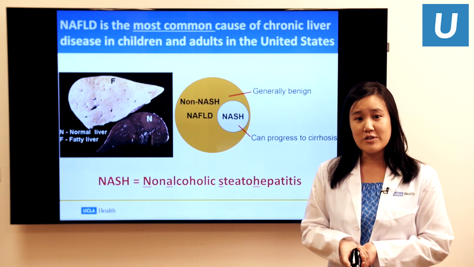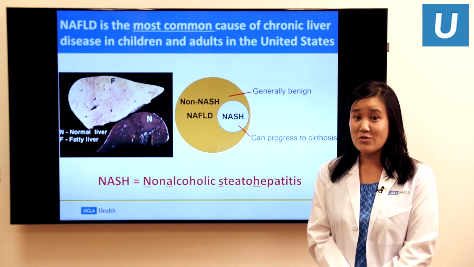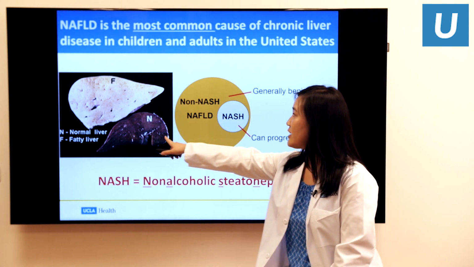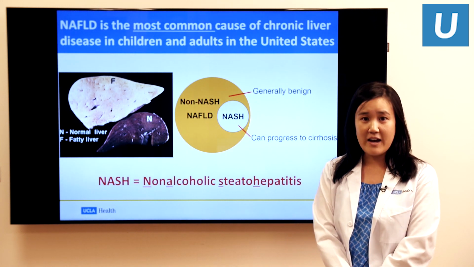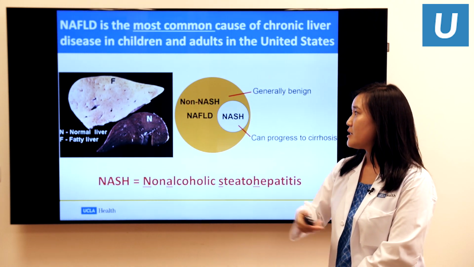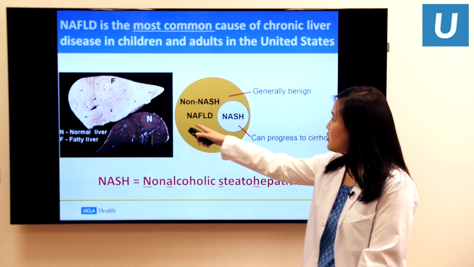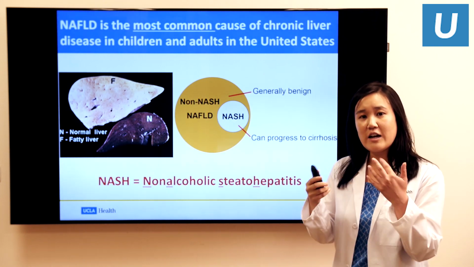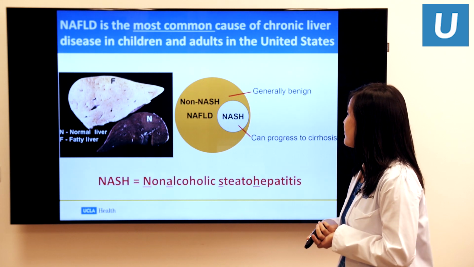Fatty liver, or NAFLD, is the most common cause of chronic liver disease in children and adults in the United States. This is a picture of a healthy liver right here, and then an unhealthy liver on top of it that has been replaced by fat. So the top picture represents a patient with fatty liver disease. You can see that the color of the liver in the top picture is abnormal because the actual fat is being accumulated in the liver cells.